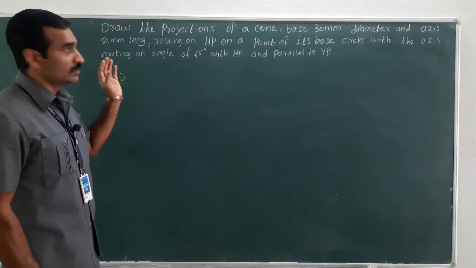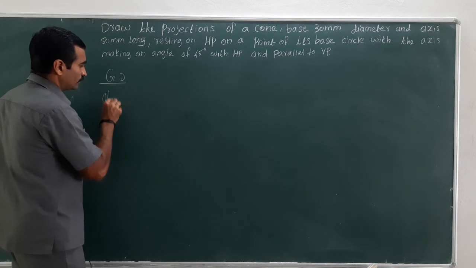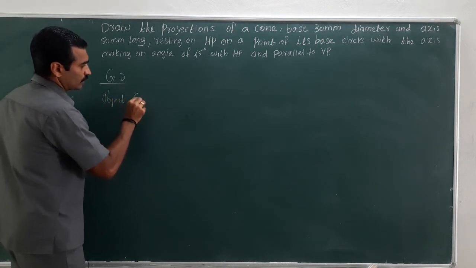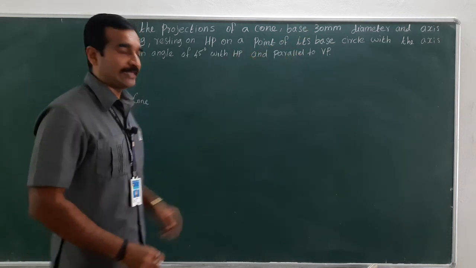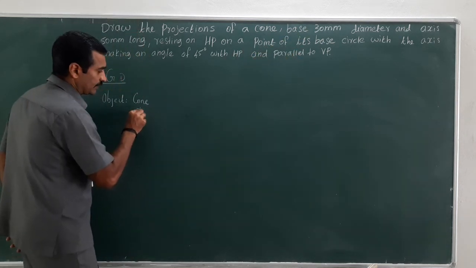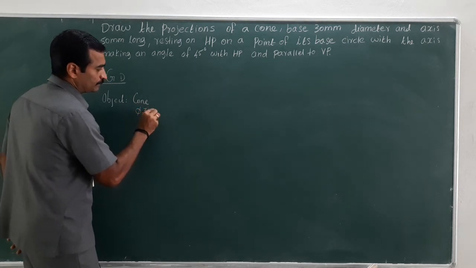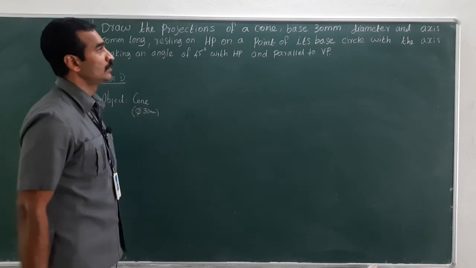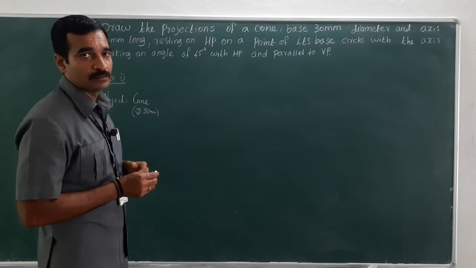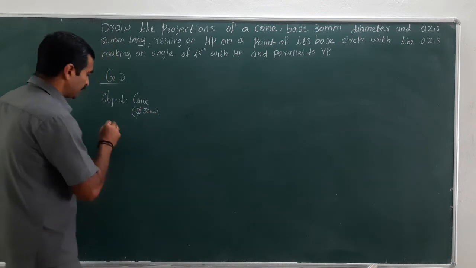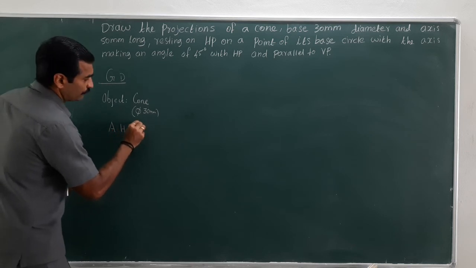What is the object here? The object is a cone, of diameter 30 mm. The symbol phi represents the diameter, isn't it? So, of 30 mm. And axis 50 mm long. What does that mean? That is the axis height, right? So, axis height of 50 mm.